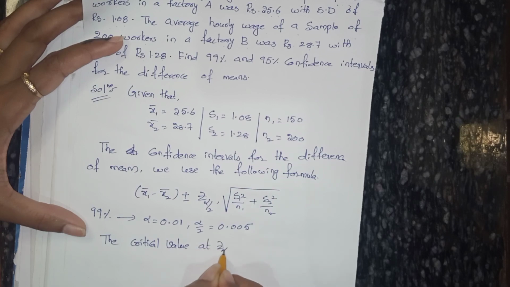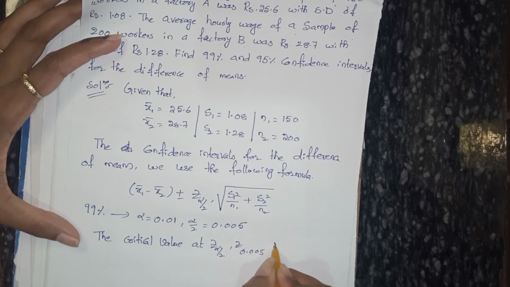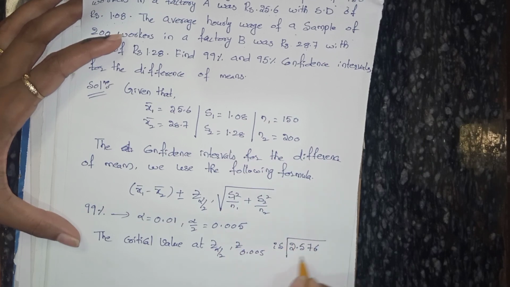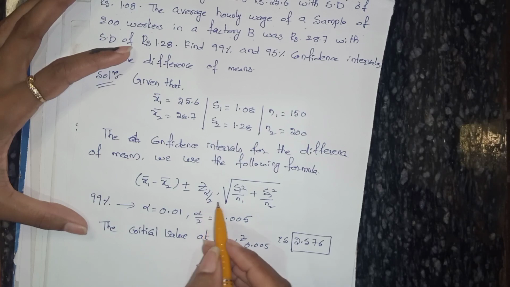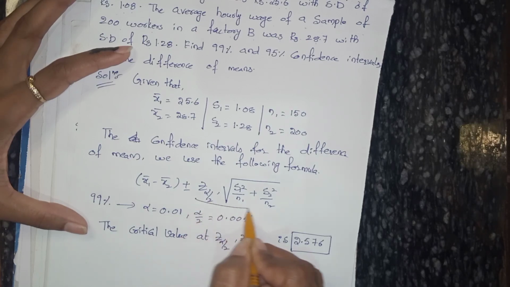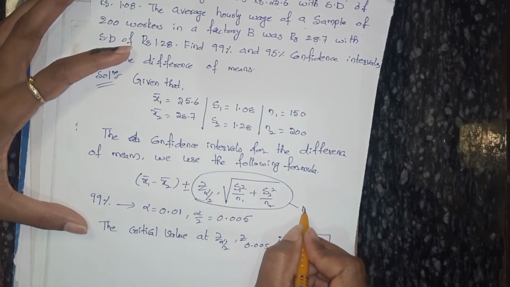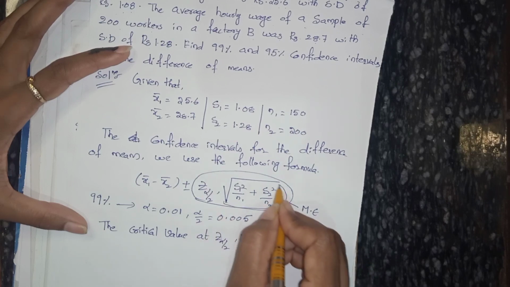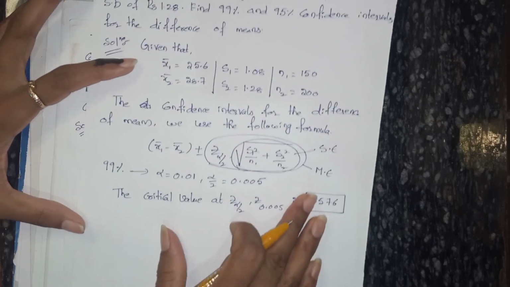So the critical value at Z alpha by 2, that means Z 0.005, is 2.576. This is the table value, 2.576. Now what are we going to calculate? This term we have to calculate. This full term is called the margin of error. Only this term is called the standard error.